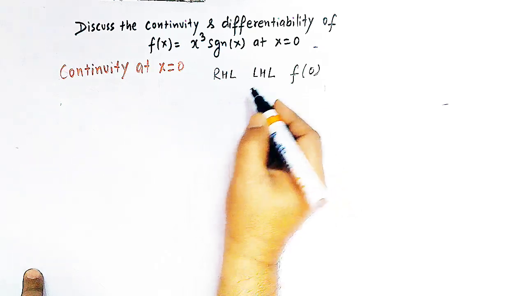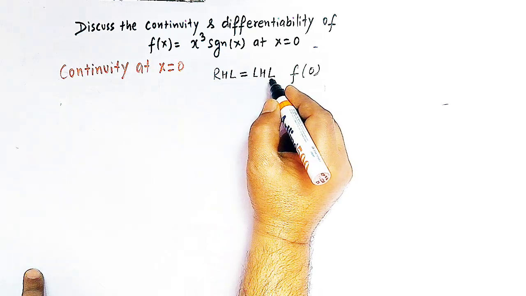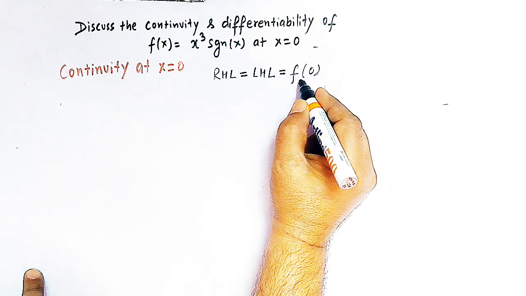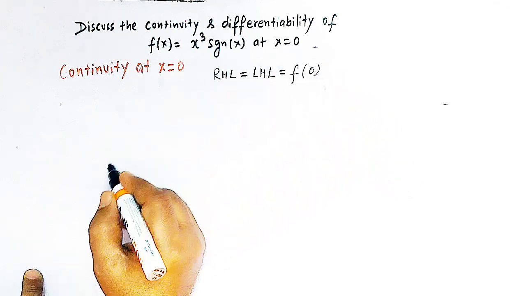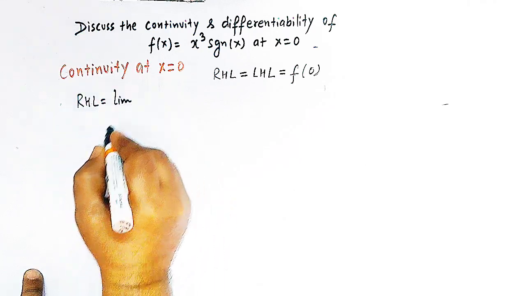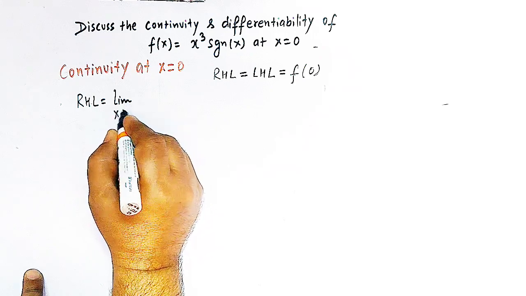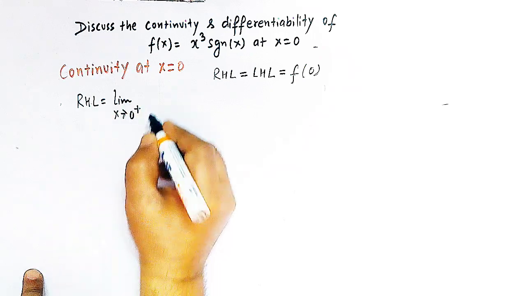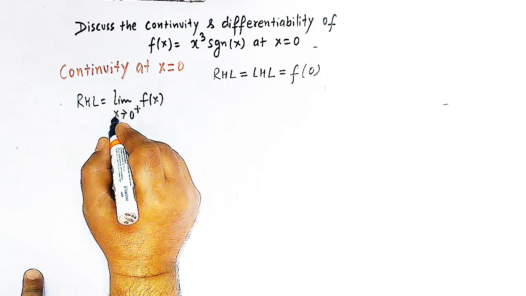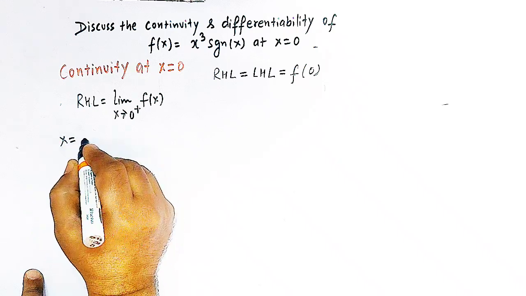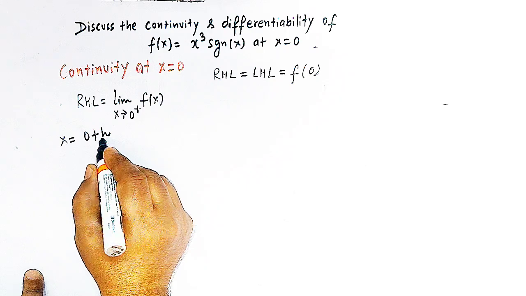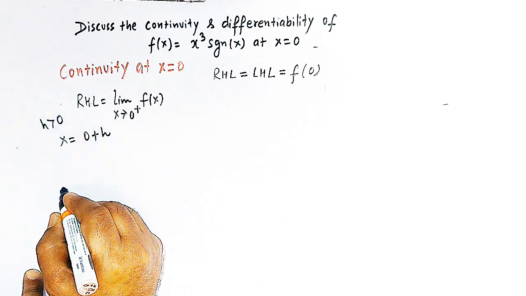And then we'll see whether the right hand limit is equal to the left hand limit, and both these limits are equal to the value of the function at this point. So let us first find the right hand limit. The notation for the right hand limit is limit x tends to 0 with a positive sign, of f of x. Now here we'll take x is equal to 0 plus h, where h is a positive quantity, that is h is greater than 0.